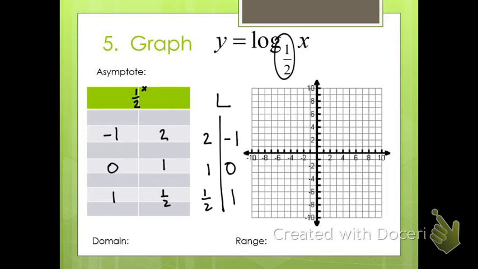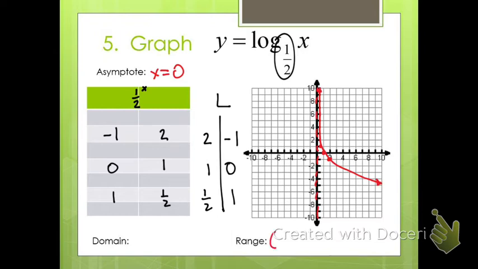All right, so let's go ahead and graph those. Remember that my asymptote is going to stay at 0. So I'm going to go ahead and make my asymptote x equals 0. I'm going to graph 2, -1, 1, 0, and 1/2, 1. I'm going to go ahead and draw on my line.